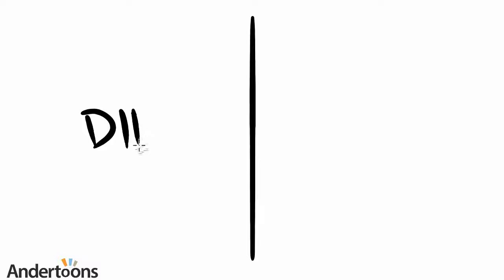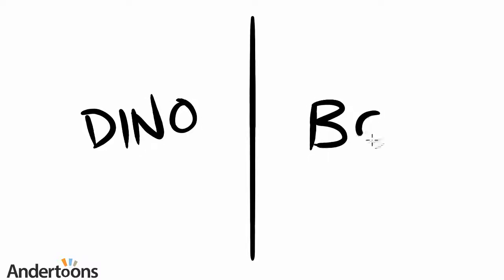Okay, first things first. We're going to divide our piece of paper in half. You can draw a line down the middle, you can fold it in half, or you can just imagine it. We're going to put our dinosaurs on the left side of the page and our robots on the right, for reasons that will become apparent at the end.